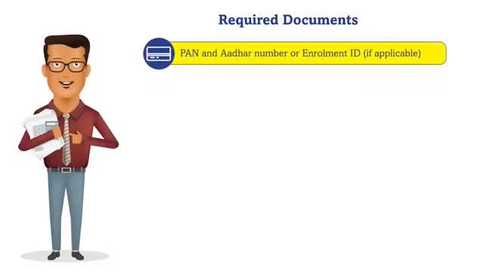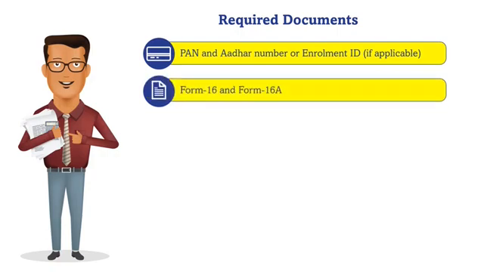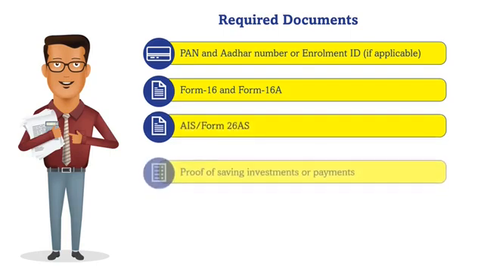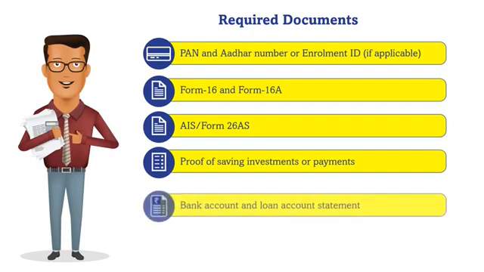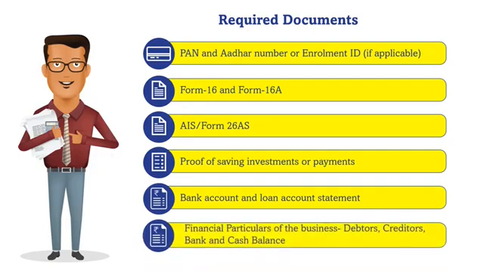You should have your PAN and Aadhaar number. Collect the copies of your Form 16 and Form 16A. Download AIS and Form 26AS. Also gather the proof of saving investments or payments, a copy of your bank account statement and the loan account statement, and also the financial particulars of your business, that is the closing debtors, creditors, bank and cash balance.